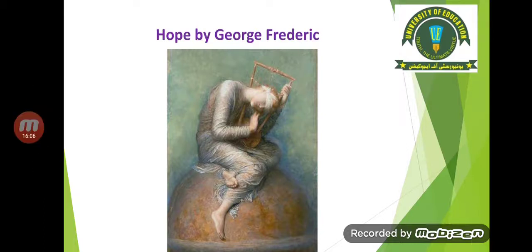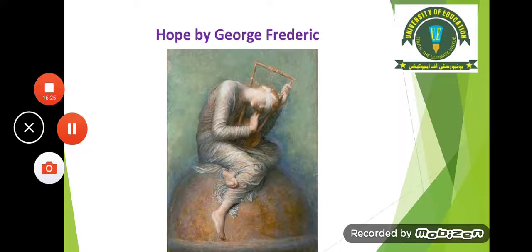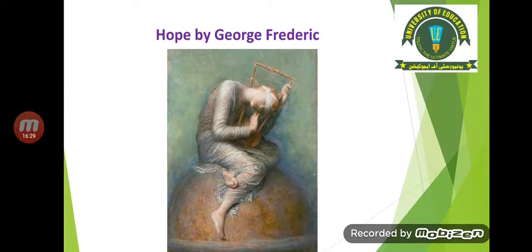Here we can see a figure with a bent neck and she is having a bandage on her eyes, which symbolizes that there is no hope, and the music which she is trying to play, the musical instrument, depicts a little hope, and the gray color is also associated with sadness of reality and world.